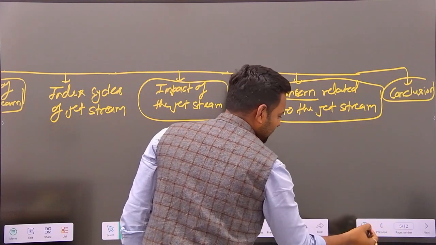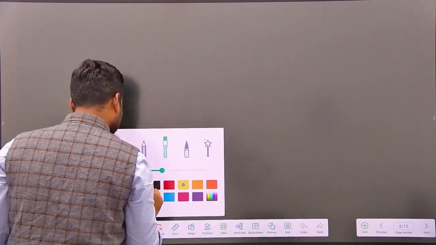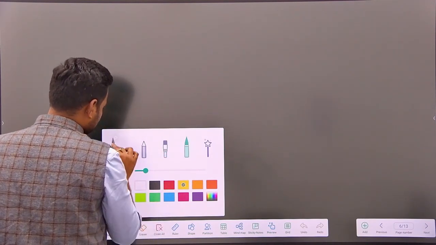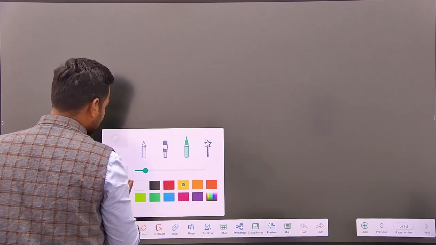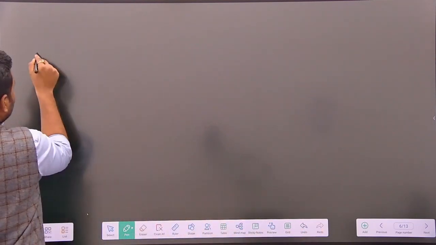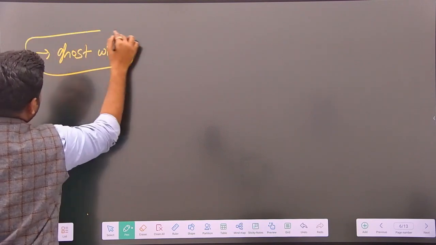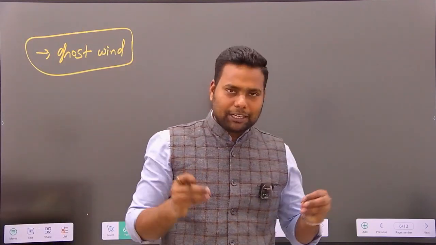Okay, let's further move to the topic of jet stream. Before we enter the definition of jet stream, firstly we discuss the background of the jet stream. What is the background? In the 17th century, the scientist Peter Roebuck first told about the jet stream as a ghost wind. Why is it called a ghost wind? Because some incidents are connected with this.